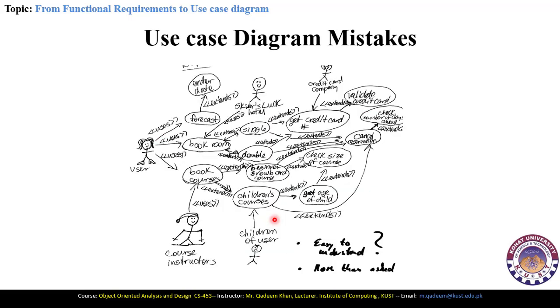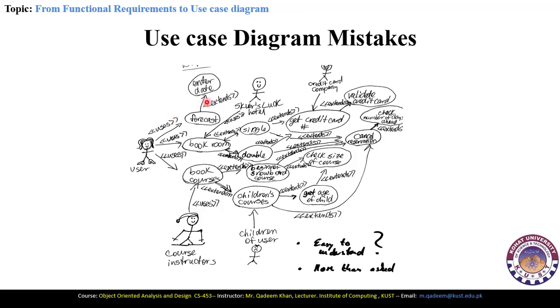Now, what should we have to avoid when we want to create the use case diagram? These are certain mistakes which are commonly made by the students. Use case diagrams have certain mistakes. First, look at this example here.